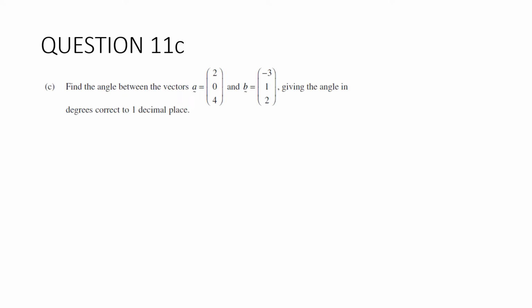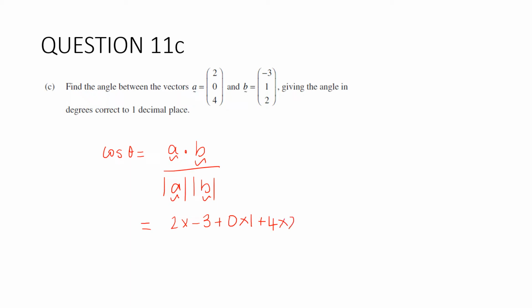11c. Find the angle between the vectors a and b, giving the angle in degrees correct to 1 decimal place. So we want to use this formula: cos θ is equal to a dot b divided by the modulus of a and the modulus of b. Okay, so we want the dot product, so that's 2 times negative 3 plus 0 times 1 plus 4 times 2, all over the square root of 2 squared is 4 plus 0 squared plus 4 squared is 16, and negative 3 all squared is 9 plus 1 squared is 1 plus 2 squared is 4.